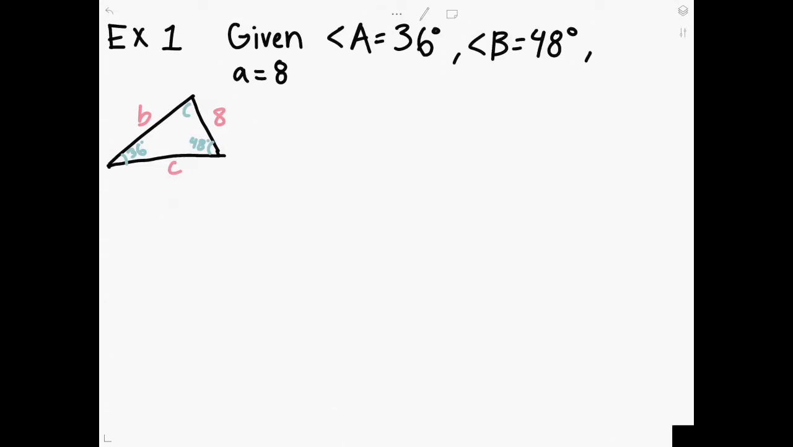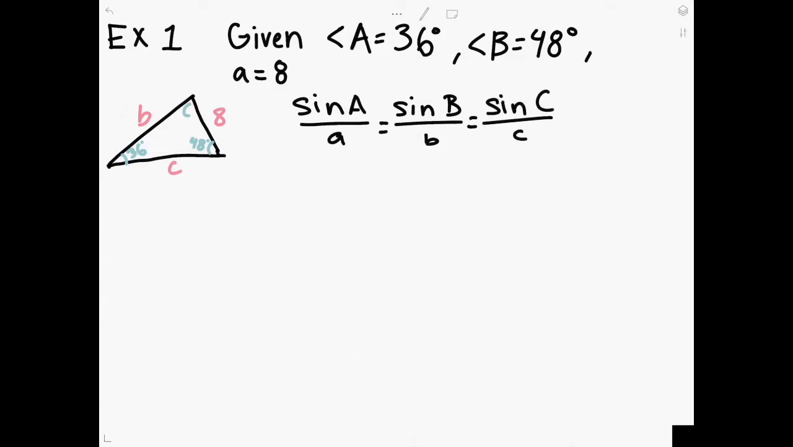For this first triangle, we are given two angles and one side measure, and must find the other angle and side measures. Angle A equals 36 degrees, angle B equals 48 degrees, and side a equals 8. If you don't remember from before, the equation for the law of sines is sine of angle A over side a equals sine of angle B over side b, which equals sine of angle C over side c.